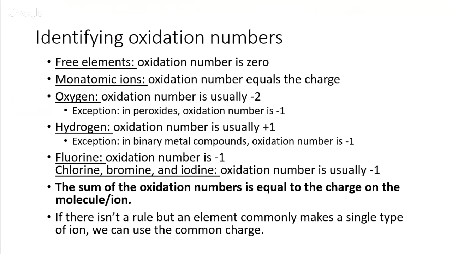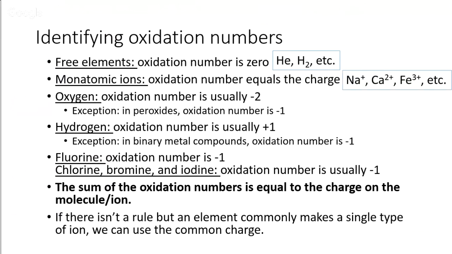The first rule is that in free elements, the oxidation number is 0. And examples of free elements include helium and hydrogen attached only to hydrogen, or any element that's attached only to atoms of the same kind. In monatomic ions, the oxidation number equals the charge. A monatomic ion is composed of an atom that has a charge, like sodium ion, calcium ion, or iron ion as examples here.